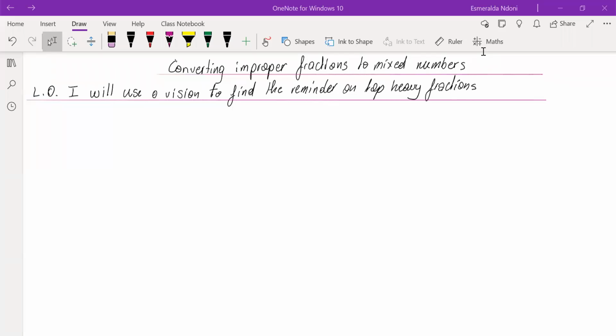Hello everyone, welcome to this video on improper fractions to mixed numbers. Please pause the video and copy down the title and the learning objective.